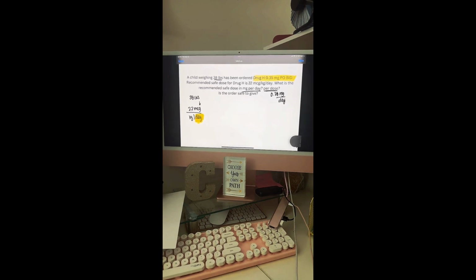All right. So my goal now is how many milligrams per dose? So remember, if we have dose in the goal and day in the safe dose range, we now need to see how many doses are in the day, right? How often does it say that we are to give this medicine? Twice a day, right? So in one day, there are 2 doses. Y'all see that? Did I lose anybody?